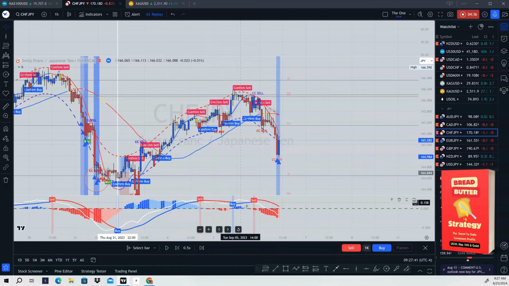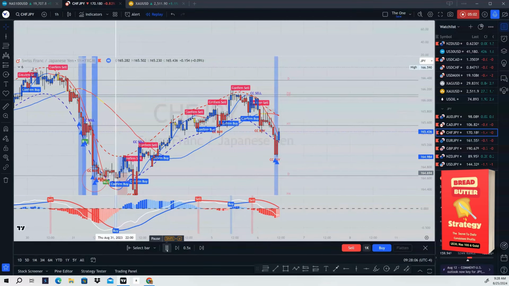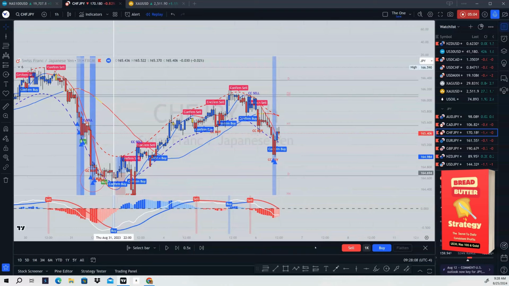Now I'm going to show you guys 2 entries. The first entry you can take after you get this CC buy high probability spike is going to be the confirmation buy. You can take the entrance on that. The second one is going to be the MACD entry. So let's take a look at the confirmation buy first. Okay, boom, we got a confirmed buy right there.